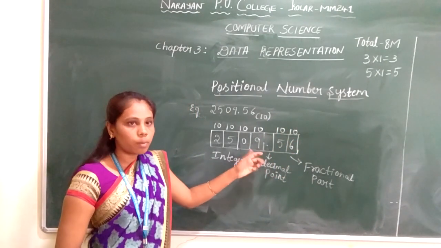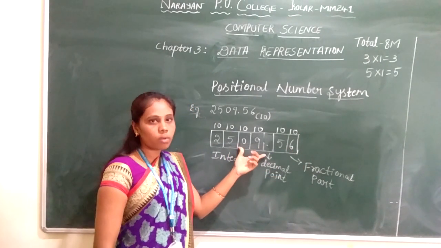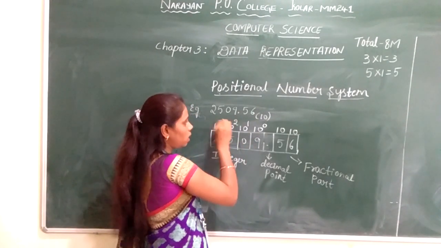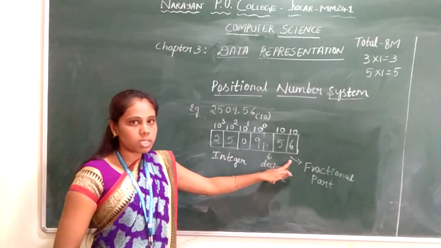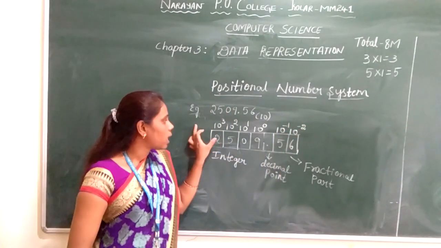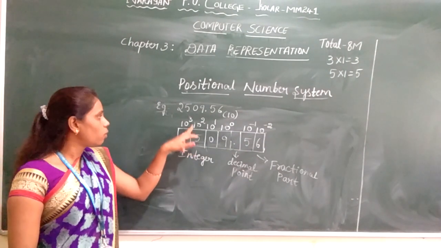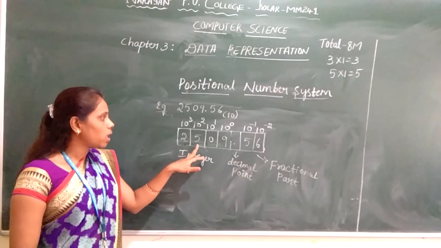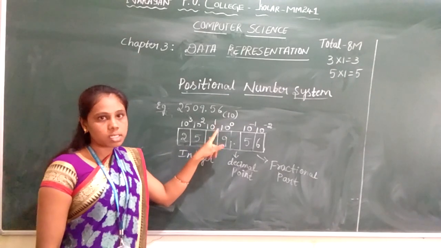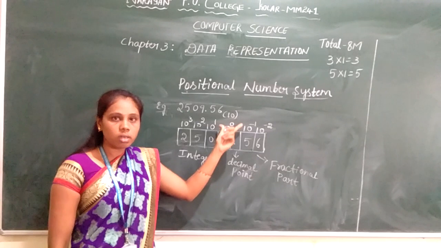So this is one part and this is your next part. The integer part always starts from positive powers, that is 0, 1, 2, 3, and after the decimal point the powers will start from negative, that is -1 and -2. So 2 has a weight of 10 power 3. 5 has a power of 2, that is 10 power 2. 0 has a power of 1, that is 10 power 1. 9 has a power of 0, that is the unit place. So this is 10 power 0.